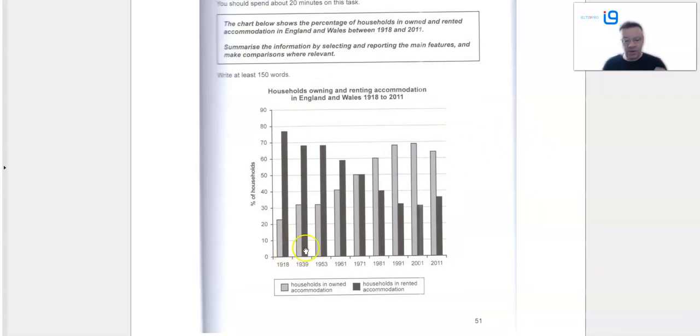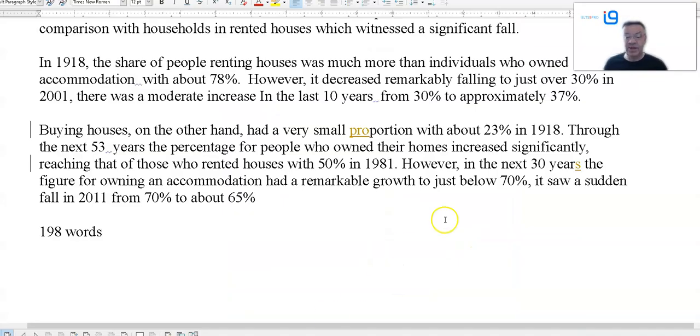1918, 39. So we've got 1, 2, 3, 4, 5, 6, 7, 8, 9 different years in between. You don't have to include every single one of those, but still, jumping this quite large gap without including a bit more information, what's the high points, what's the low points, etc. It's not giving the full picture, is it?